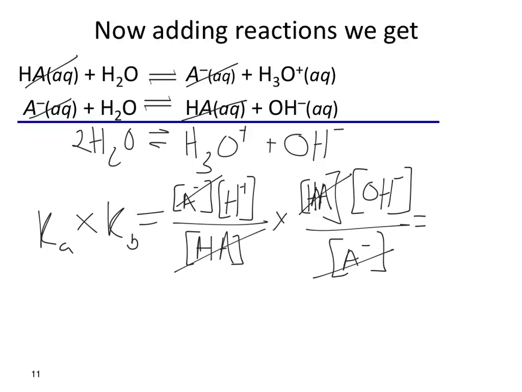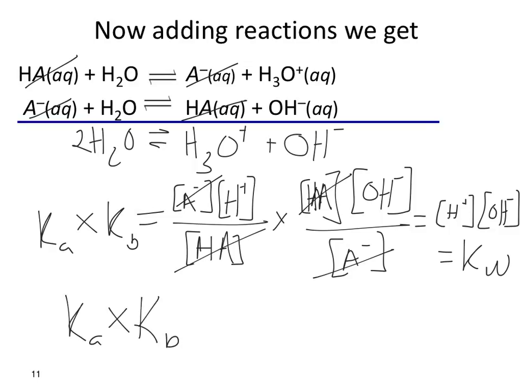And so we get that if we multiply Ka times Kb, we should get H plus times OH minus, which is also Kw. And so that means that Ka times Kb for any conjugate acid-base pair is going to equal Kw, which is 10 to the negative 14 at 25 degrees Celsius.